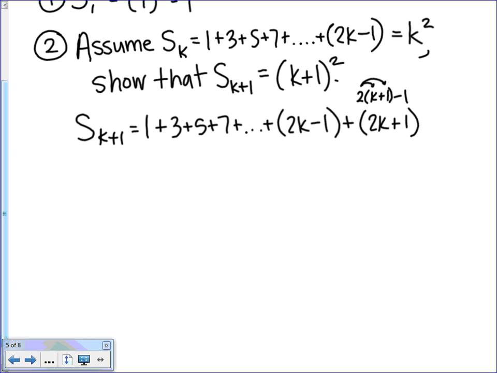So I'm using the rule, not the formula here, to plug in for k plus 1. And this is just me showing a little bit of algebra work, how I got 2k plus 1 as the next term. Okay, let's break up this line and see what we have right here.